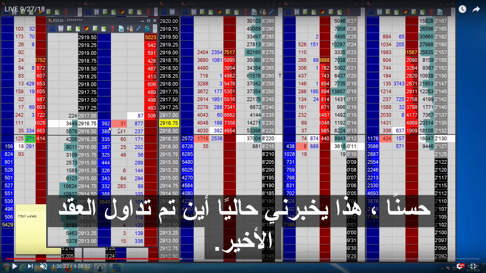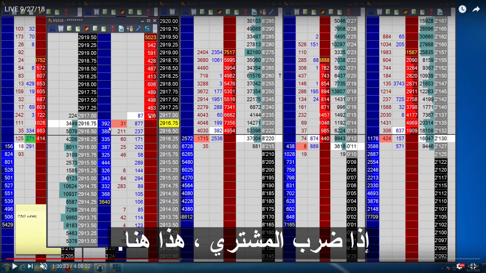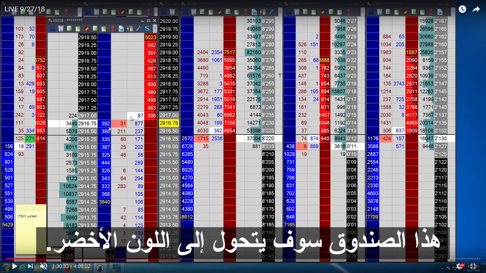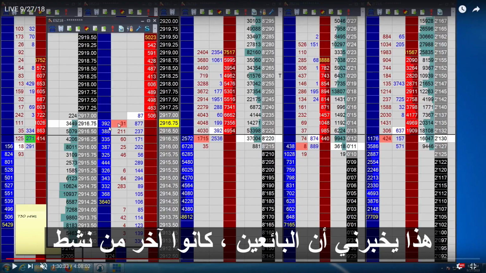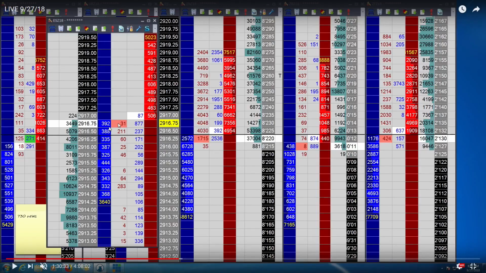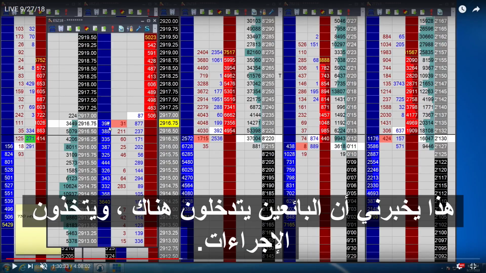This is currently telling me where the last contract has traded. If a buyer hits this right here, this box will go green. However, sellers just hit down here. That's telling me sellers were the last people to actively hit a price. So that's telling me sellers are stepping in, they're taking action.